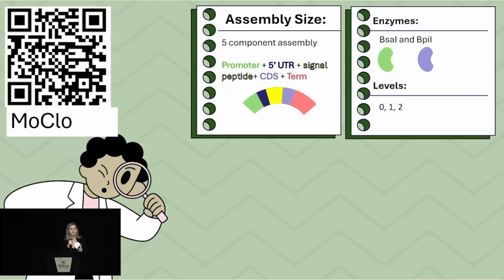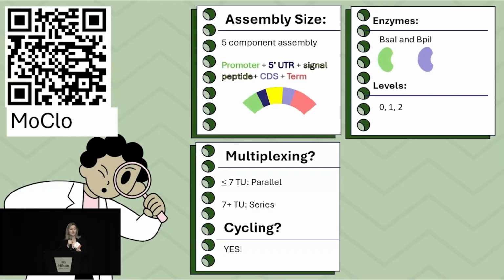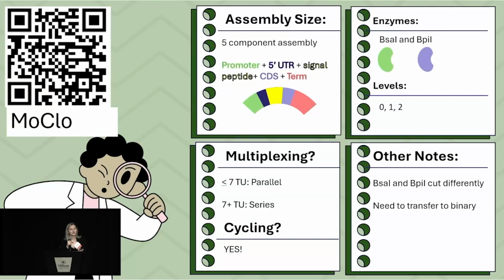They do have 3 levels, so this means that they are allowed to multiplex, and they actually have the greatest number of acceptors for your level 1s or 2s, so you can clone up to 7 transcriptional units in parallel without having to worry about cloning in series. It's worth noting that BSA1 and BPI1 cut differently, so it's just something to be aware of when you're cloning in silico. And you'll also, again, still need to transfer to a binary before you move to agro.